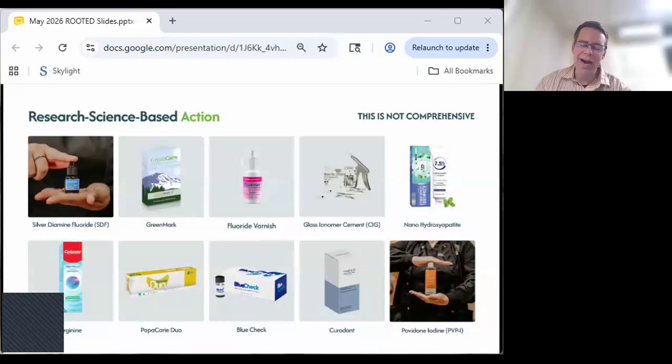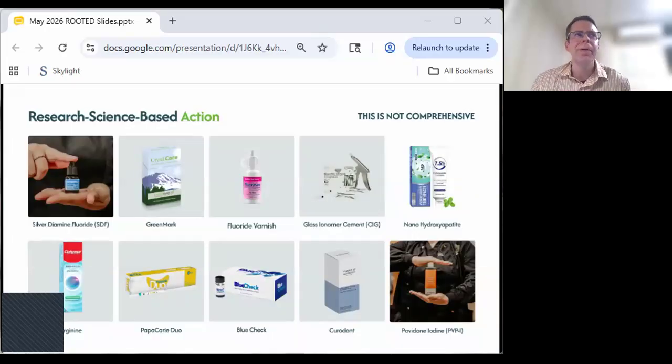Then the next product is Papacarie Duo that got released, I think it was last year, by Elevate. It's been in Brazil for over 20 years. They're basically using the enzyme from papaya, papain. So if you have meat tenderizer, it's the same thing. But basically, you can put this in a cavitated lesion where there's infection, let it sit for 30, 60 seconds, and within about that minute, it actually pulls out the infected dentin, and you can mechanically remove that soft exposed infected material with a spoon. Or if you're out in the field and you don't have anything, you can actually use water or a micro brush.